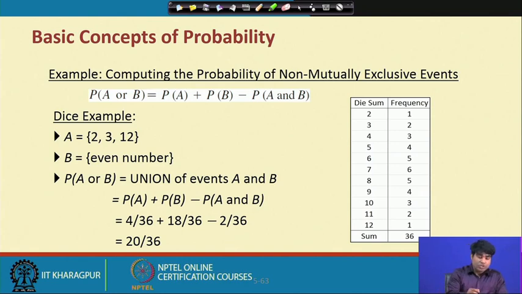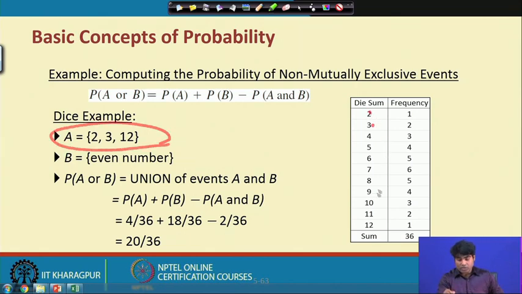So, here for example, A is the event which is the sum of 2, 3 and 12. Then B is the event which is the occurrence of an even number only, that is 2, 4, 6, 8, then 12. So, these are the possible cases. For the first event, 2, 3, 12, that is 1 by 36, 2 by 36, then 1 by 36. So, this comes to 4 by 36, which we have already discussed, right.